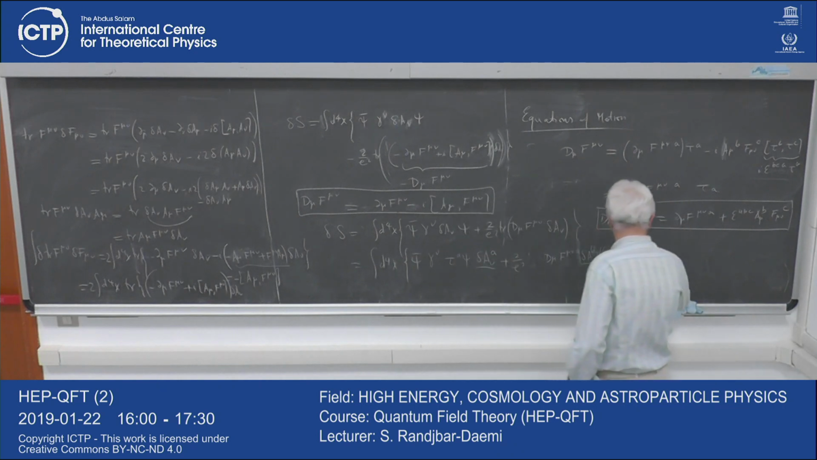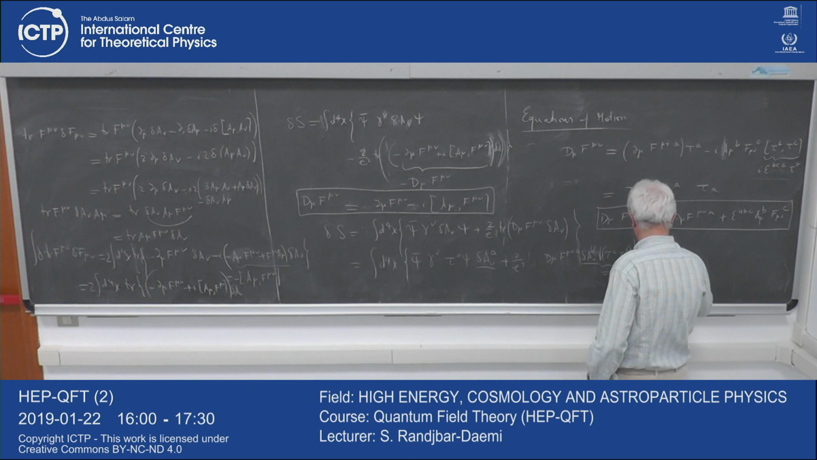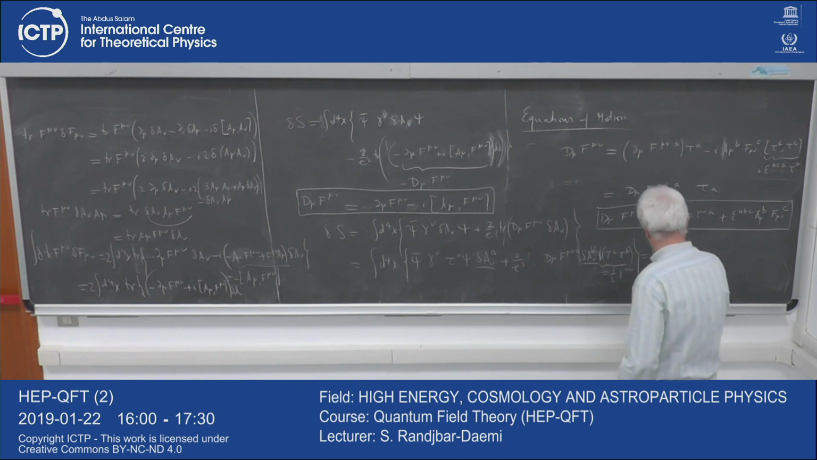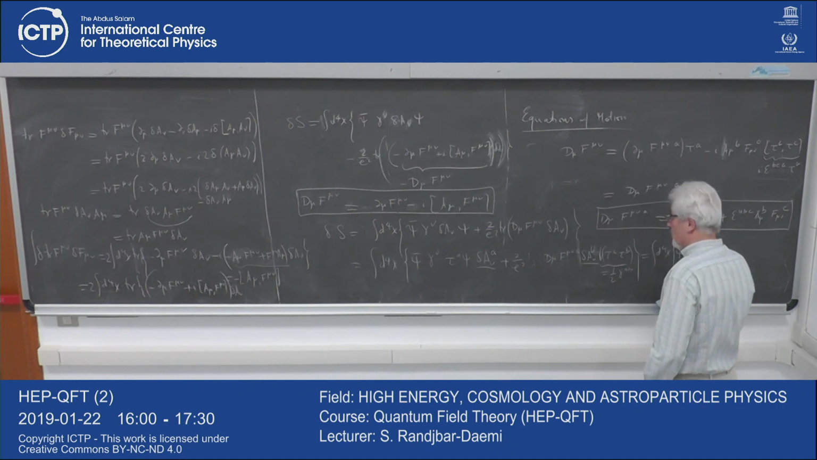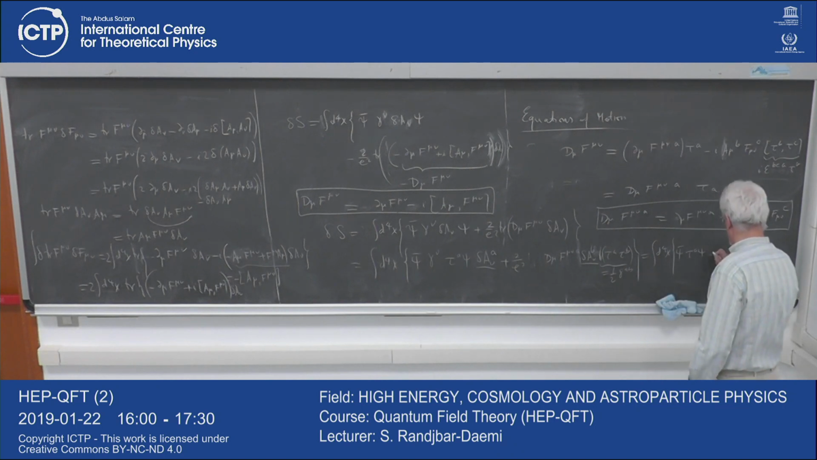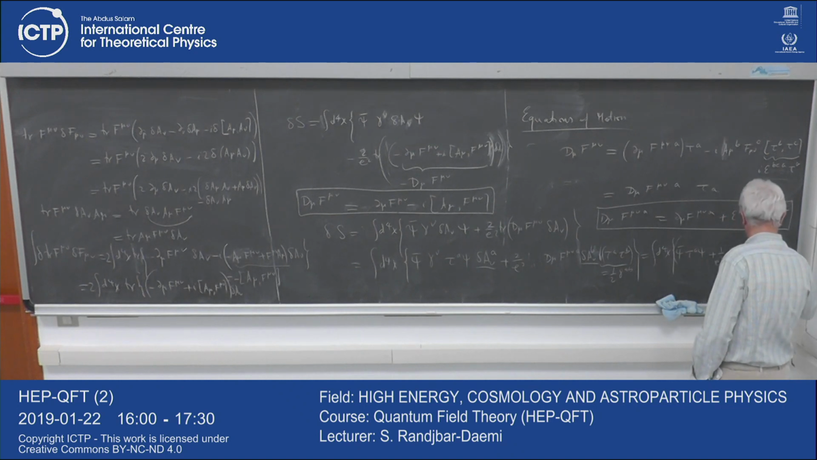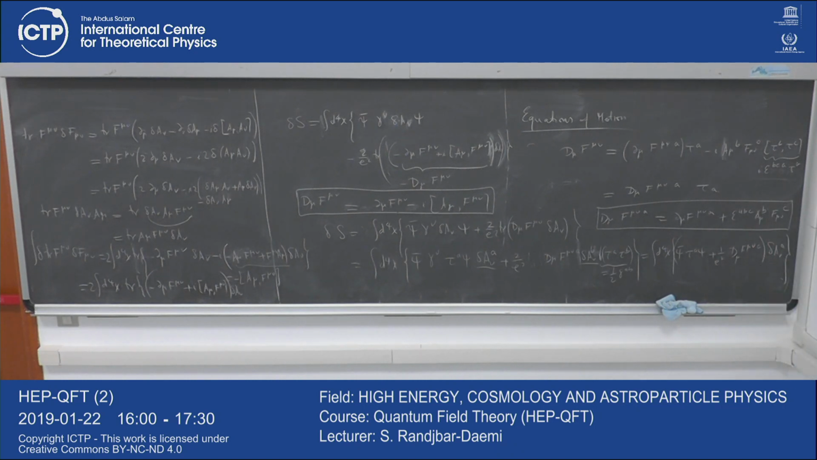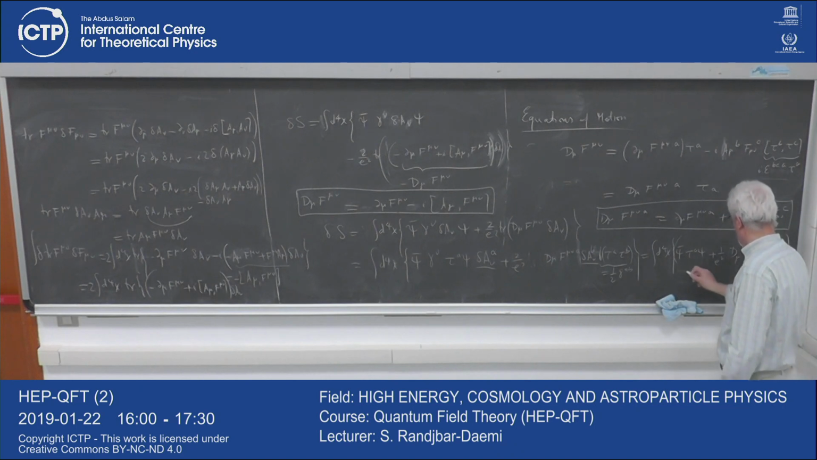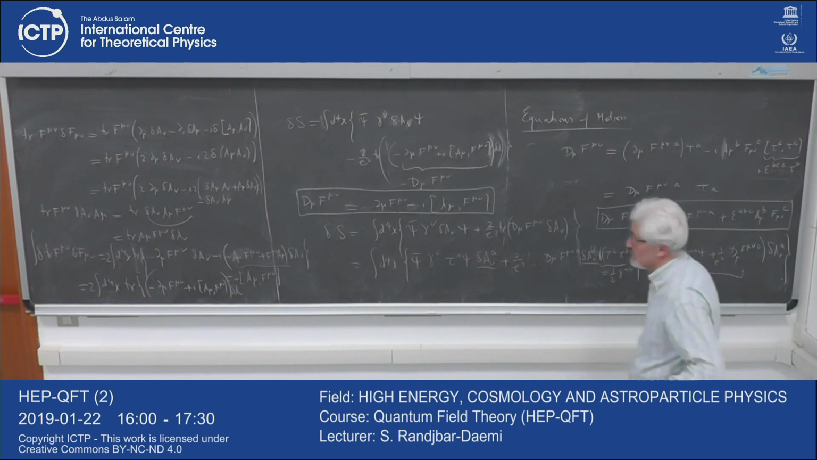So the offset of all this will be d4x psi bar tau a psi plus 1 over e squared d mu f mu nu a multiplied by delta a nu a. And if you set the coefficient of delta a nu a to 0, you will get the field equations for the a field.